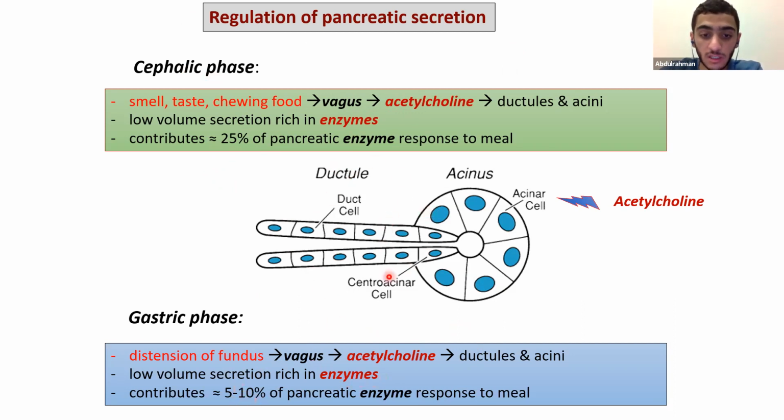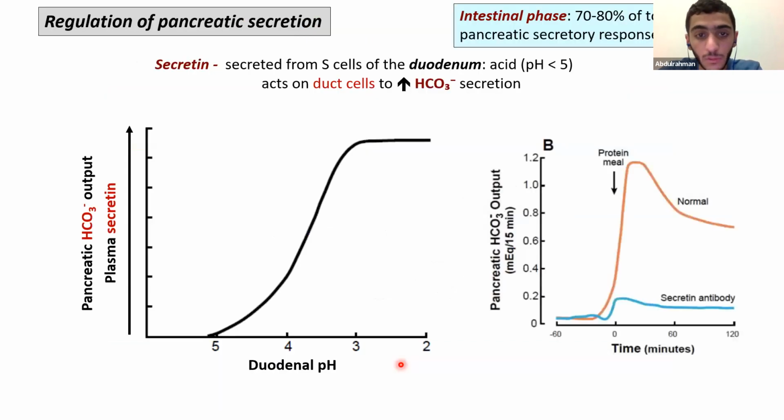The main mechanism is that the activity happening in the mouth or the stomach is activating the vagus nerve, which is going to be releasing acetylcholine. Now, the main part though is the intestinal phase. The intestinal phase is divided into 2 parts. The one that's activated by the acids is going to drive the secretion of the bicarbonate. And this is the first one right here.